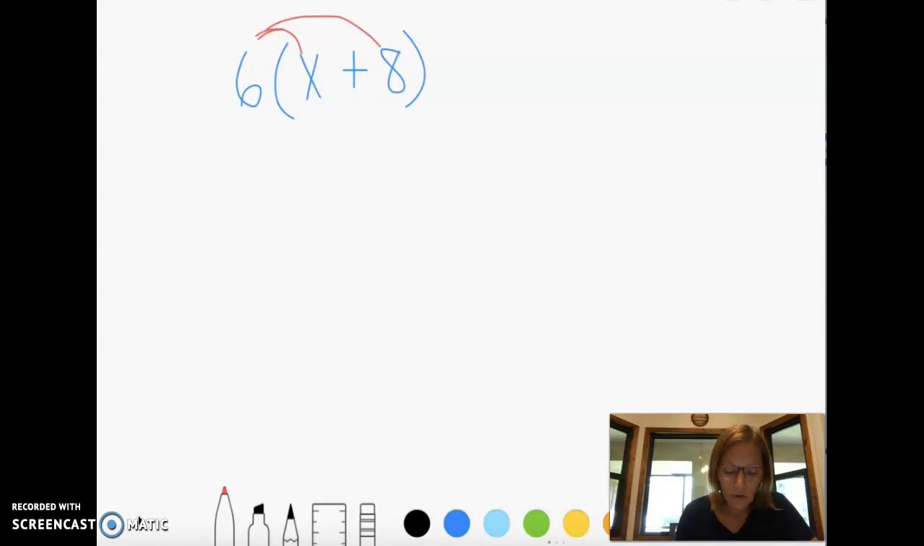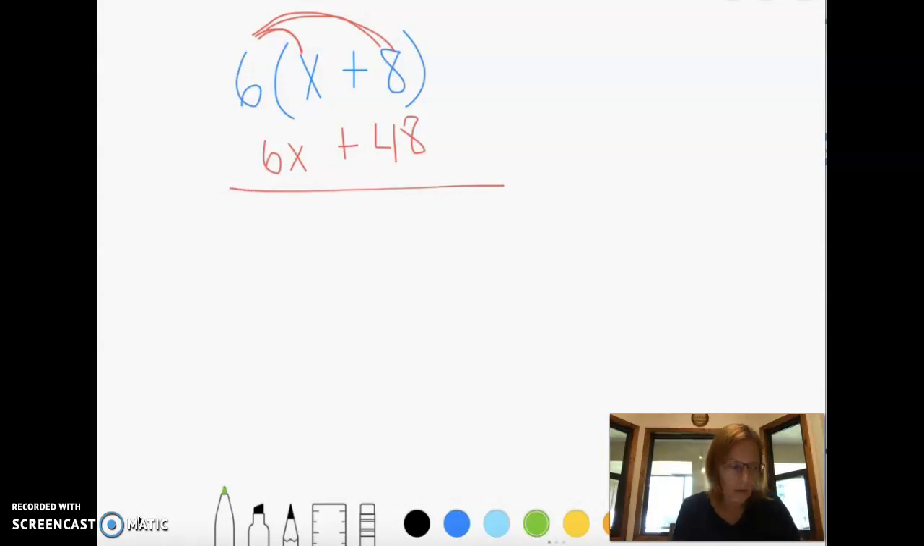So my first multiplication is 6 times x. 6 times x is just 6x. Now I'm going to bring that plus sign down because that's not changing right now. And then I'm going to multiply the next number, 6 times 8, which is 48. So my answer is 6x plus 48.